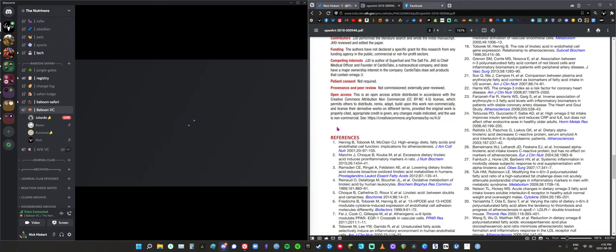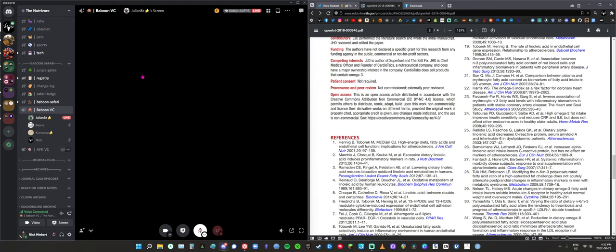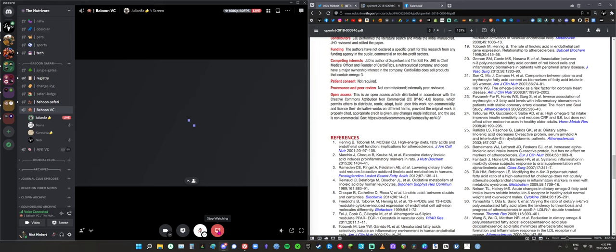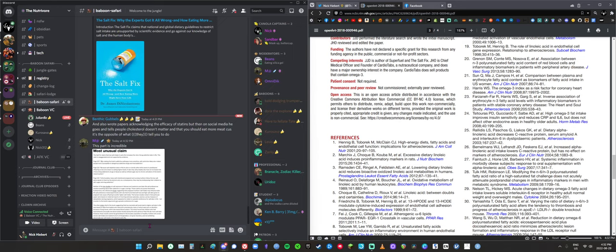If you look at the claim he made, I can go up. The claim was the consumption of seed oils in the omega-6 polyunsaturated fat, linoleic acid, contributes to low-grade inflammation, oxidative stress, endothelial dysfunction, and atherosclerosis. If we go and look at the reference he provides, it doesn't prove that.